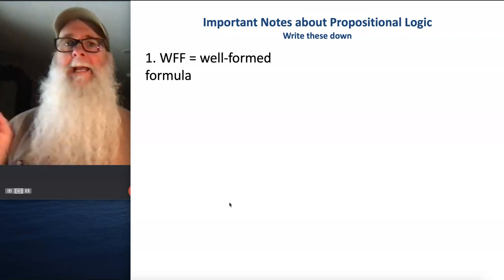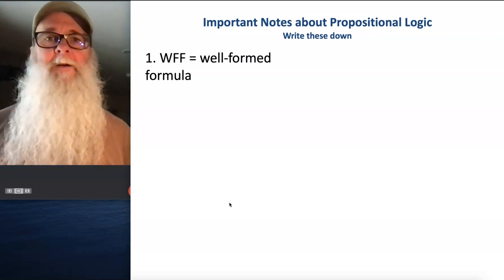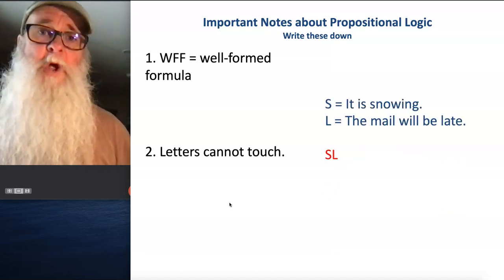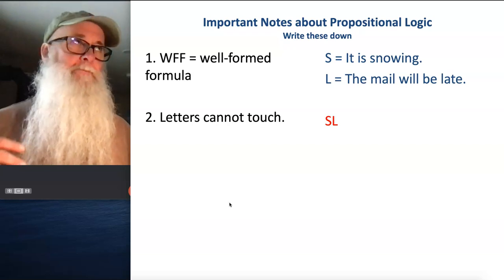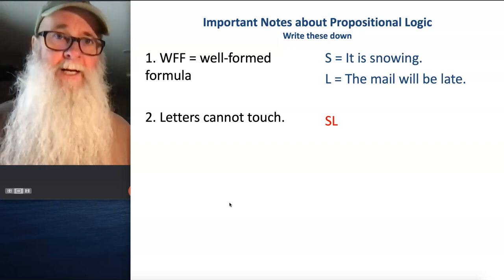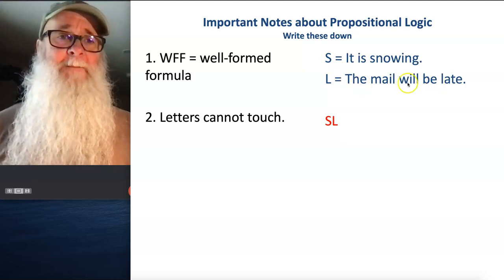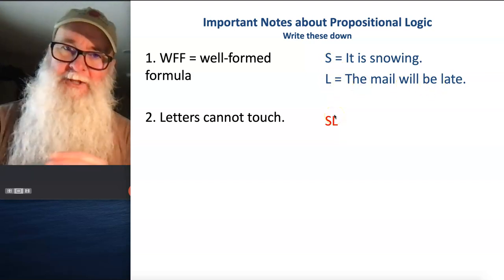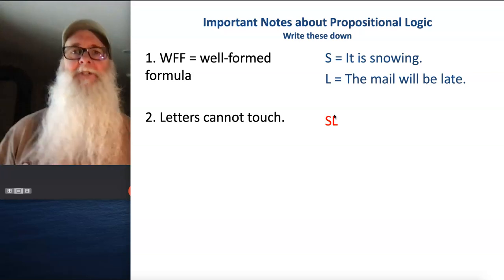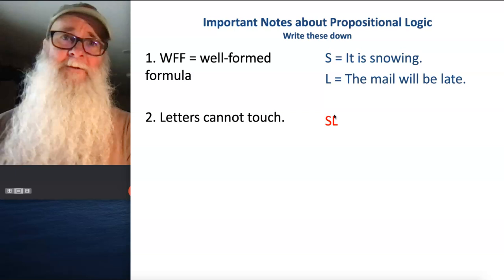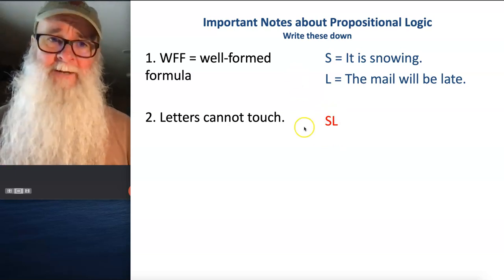In propositional logic, we have a concept called WFF, well-formed formula, and it refers to the rules that we have to follow when we're symbolically representing statements in propositional logic. One of the rules of WFFs is this: letters cannot touch. So if I represent the statement "it is snowing" with the letter S and the statement "the mail will be late" with the letter L, and then I just smash those two letters together like this, I don't have a WFF. And if I don't have a WFF, I can't use the principles of propositional logic to evaluate whatever statement it is that I'm trying to create.